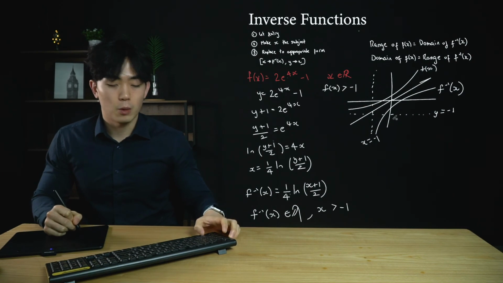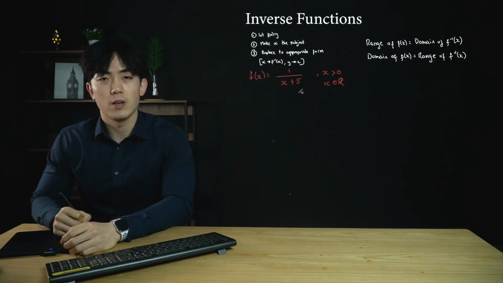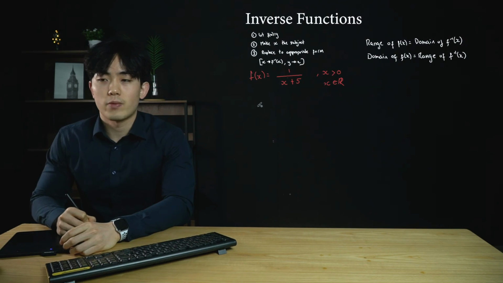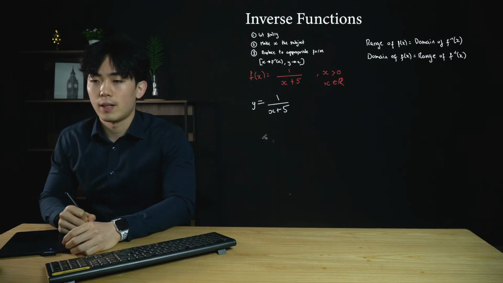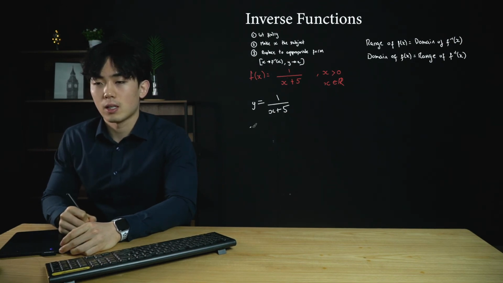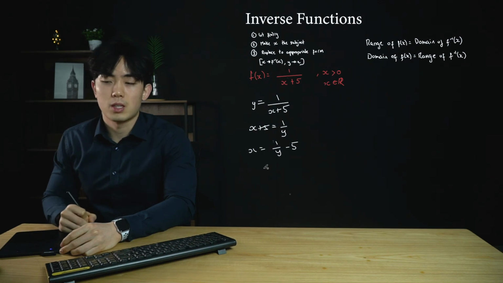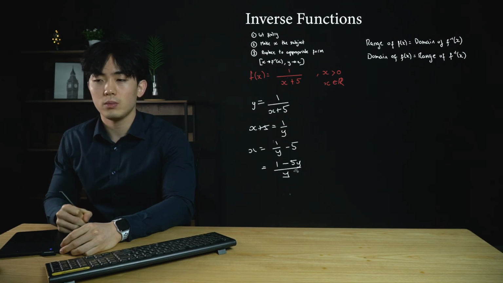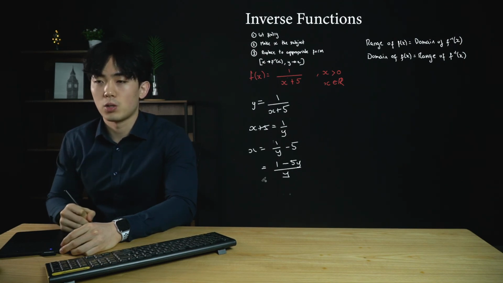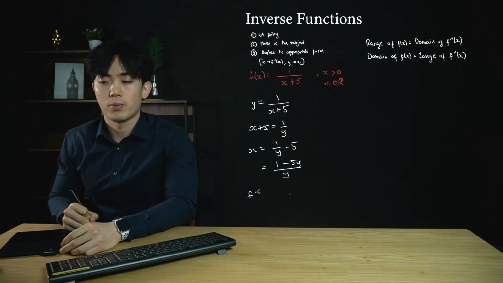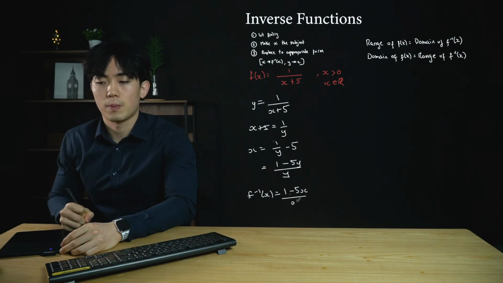Okay, and finally, I want to move on to the last example I want to do. It's a 1 over x plus 5 example. So let's just try and find the inverse quickly. So y is equal to 1 over x plus 5. Then we can rearrange for x. So we have x plus 5 is equal to 1 over y. x will therefore be equal to 1 over y minus 5. I'll simplify this and combine it into one fraction. So we get 1 minus 5y over y. Our final step is to replace back into our inverse equation. So f to the minus 1 of x will be equal to 1 minus 5x over x.